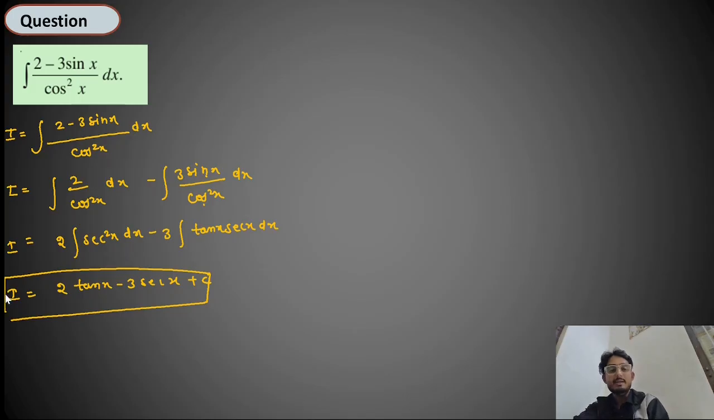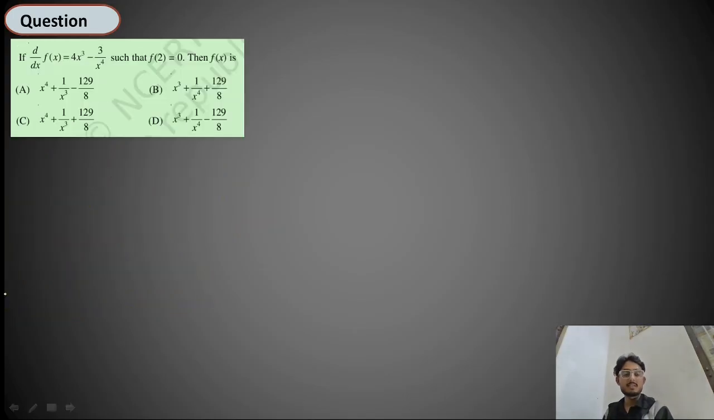Okay, let's move on to another question. The question is given as d upon dx of f(x) equal to 4x cube minus 3 upon x raised to power 4, such that f(2) equal to 0. Then find f(x). Let's do this question. How can you find f(x)? f(x) equal to integration of d upon dx of f(x) dx.